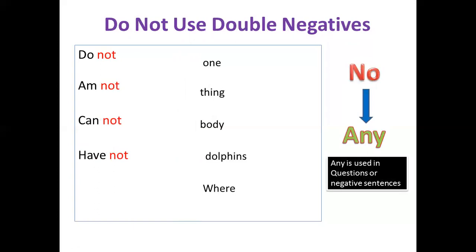So I do not know anyone. I am not doing anything. I cannot see anybody. I have not seen any dolphins, or I have not been anywhere. So no will be changed into any, and any is used in questions or negative sentences only. Only. Okay.